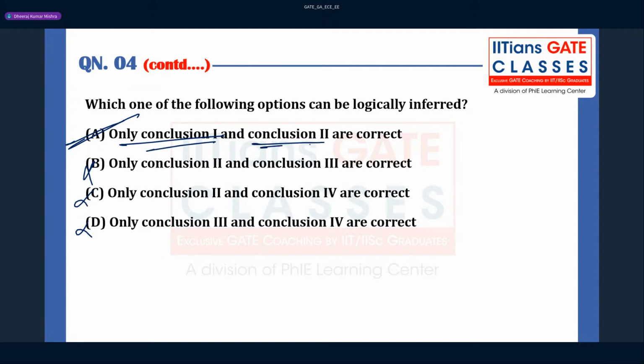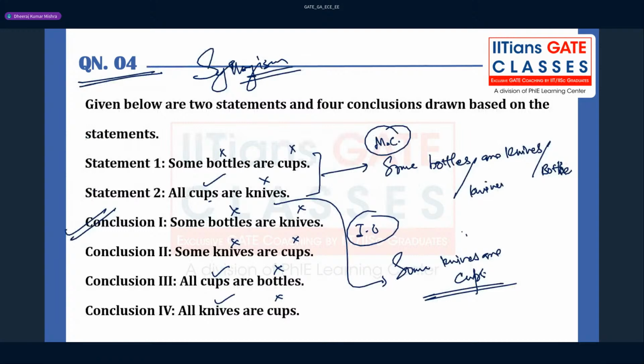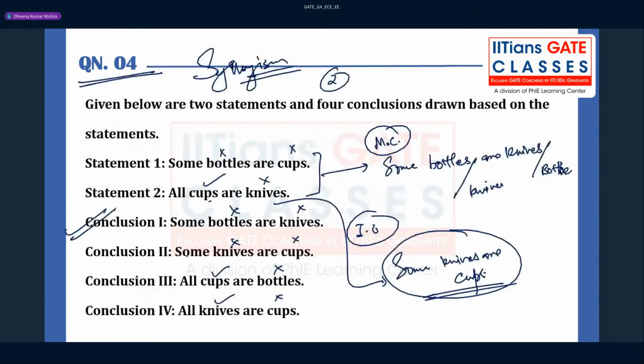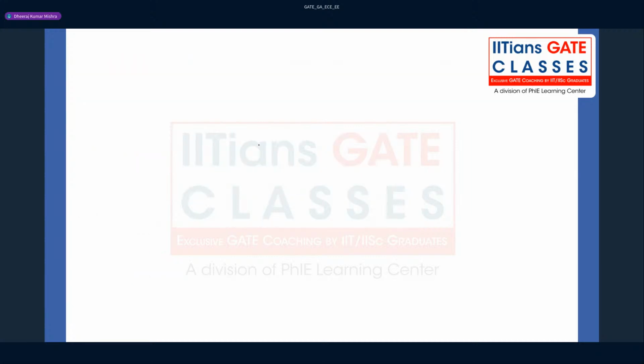But since they have given that conclusion 2 is also correct, you can say that this is nothing but an immediate conclusion, right? So the answer for this question you can get in 2-3 seconds. Question number 4, the option will be A. You can use the tick cross method that I have discussed during the session I have given on this, so you guys can understand. Let us move to the next question.